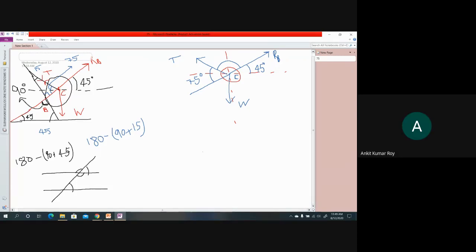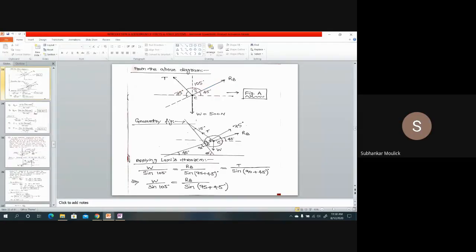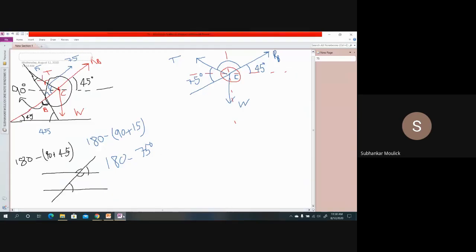180 minus 75. Yes, it will be 180 minus 75 because this overall angle is 180 degree. 180 minus 75 will be how much? 105. I think 105 degree. Yes, it is 105 degree. So this angle is my 105 degree. That's it. We are done with my problem. Now we have to apply Lami's theorem and we can get the value of tension T and RB.